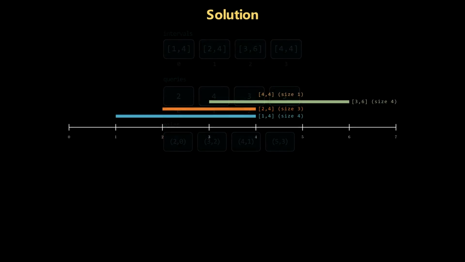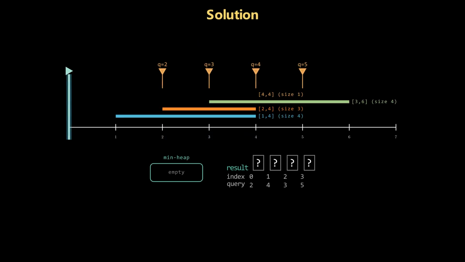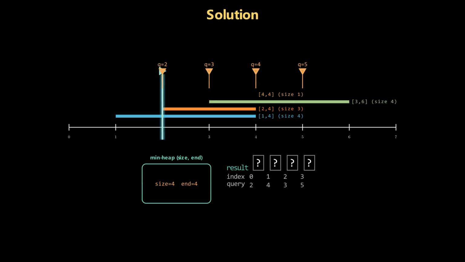Now we draw the intervals on a number line. A min heap off to the side will track active candidates, and answers fill in below as we visit each query. Process query 2, original index 0. Push interval 1 to 4, size 4. Its left end is at or before query 2, so the interval has started and belongs in the heap. Push interval 2 to 4, size 3. Smallest active interval is 2 to 4, size 3. Write 3 into result at index 0.